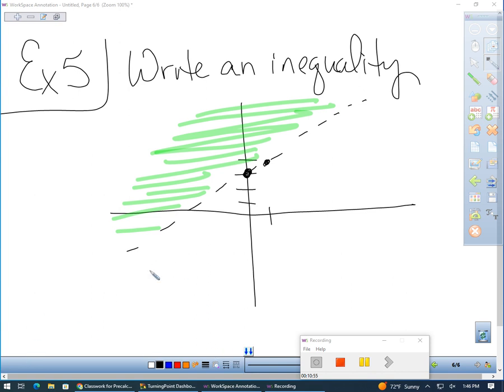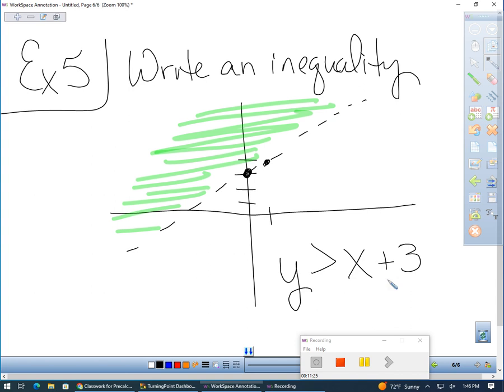All right, so first of all, we start off with y. Is this greater than or less than? It is greater than because it's above. Is it greater than or equal to? Good, because it's a solid line, right? Now, we said our slope is 1, so that's 1x. And then, where's my y-intercept? Good. Can you guys do the same thing when it's absolute value? Of course you can. I know you can.